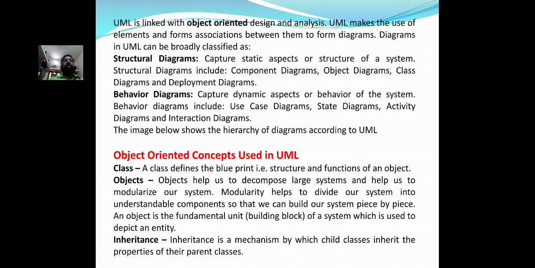UML makes use of elements and forms associations between them to form diagrams. Diagrams in UML can be broadly classified as: first, structural diagrams, which capture static aspects or structure of a system. Structural diagrams include component diagram, object diagram, class diagram, and deployment diagrams.